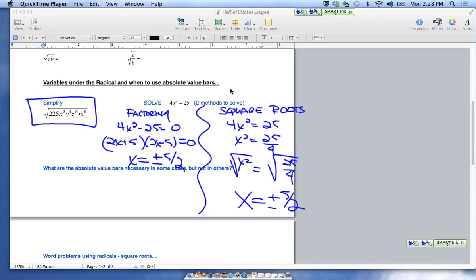Here I was able to solve this by factoring, therefore using both roots, and the square root method, I'm using both roots. So I would like for you to think about this and have some comments for class discussion the next time we have class.